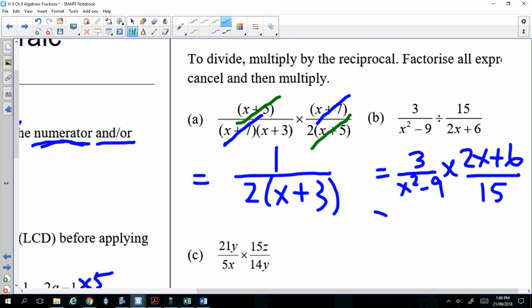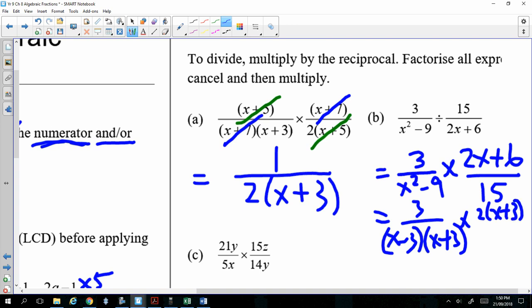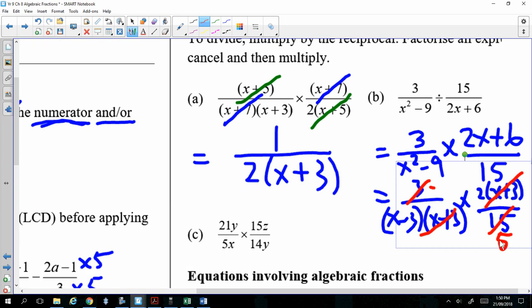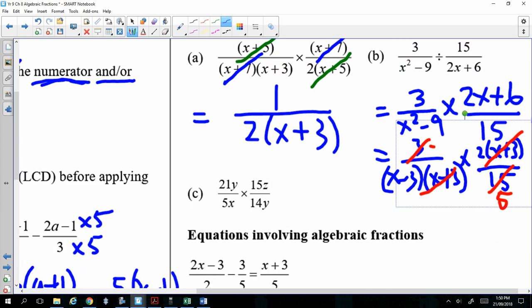Alright, let's factorize. 3 over x minus 3, x plus 3, on the top. 2 bracket x plus 3 over 15. And then you start cancelling. x plus 3 cancels. 15 cancels the 3, which is 5. And then you get equals 2 over 5 times x minus 3.